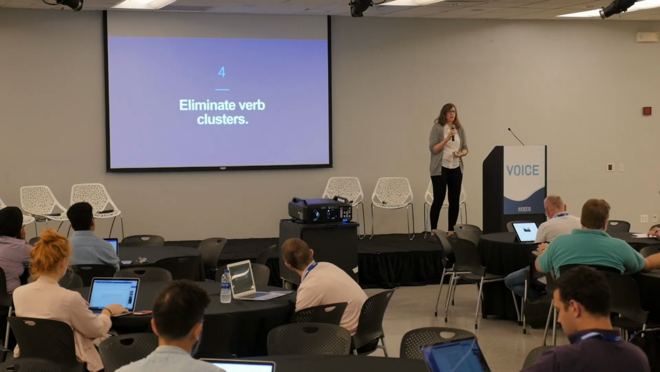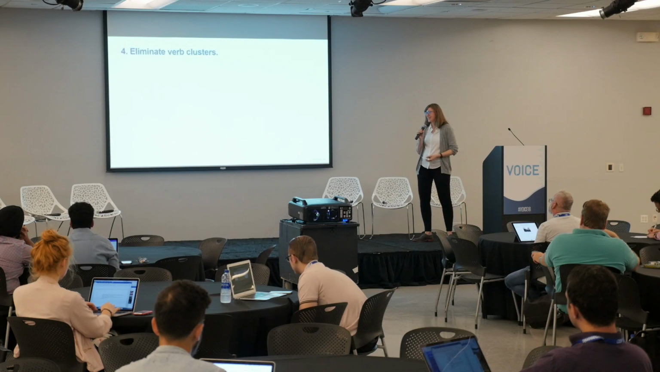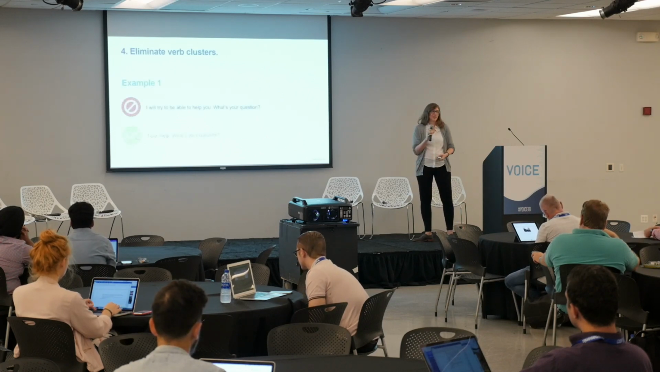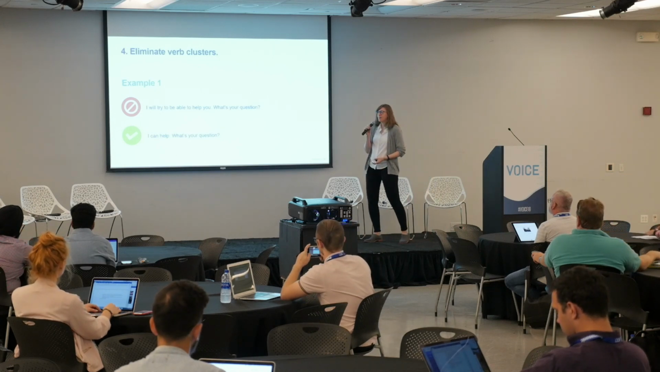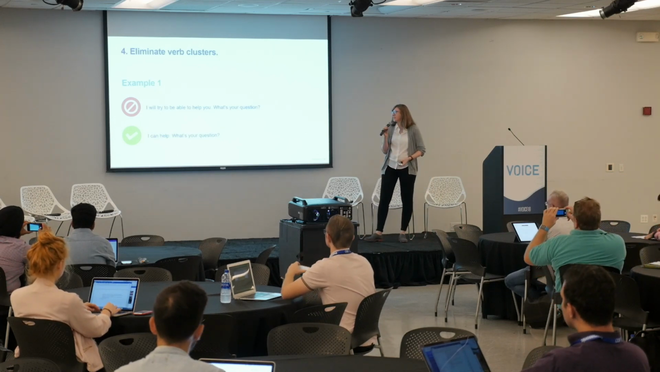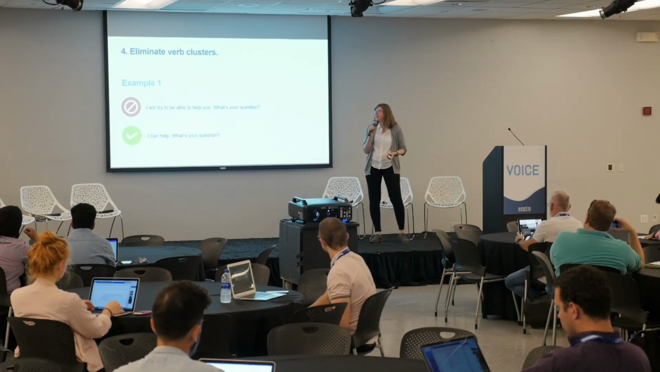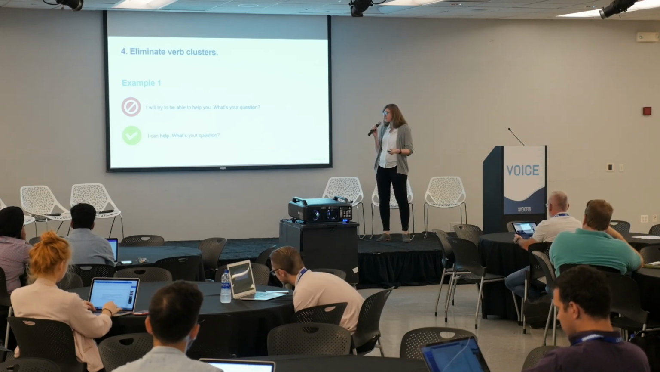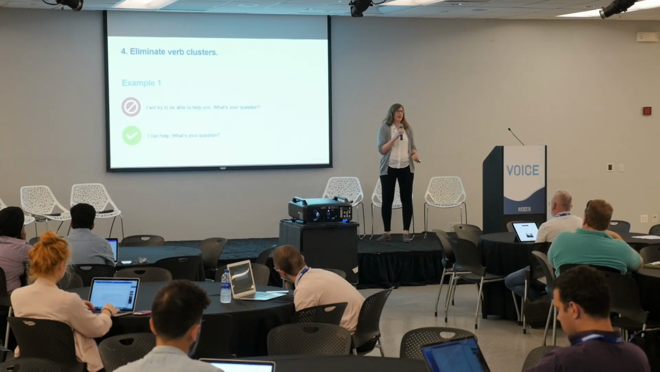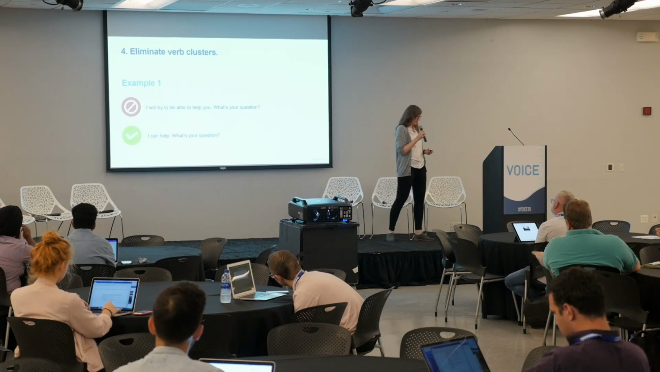Fourth tip is eliminating verb clusters. And this comes up in every first draft that I've ever written, and I think it's very easy to do when you're trying to figure out what your skill should say. So when you're writing your first draft, you can very easily make a sentence that says, I will try to be able to help you. What's your question? I did this earlier this week. The first version is fine for your first draft, but you want to get it closer to something like, I can help. What's your question? So we've just reduced this phrase by a lot of words.